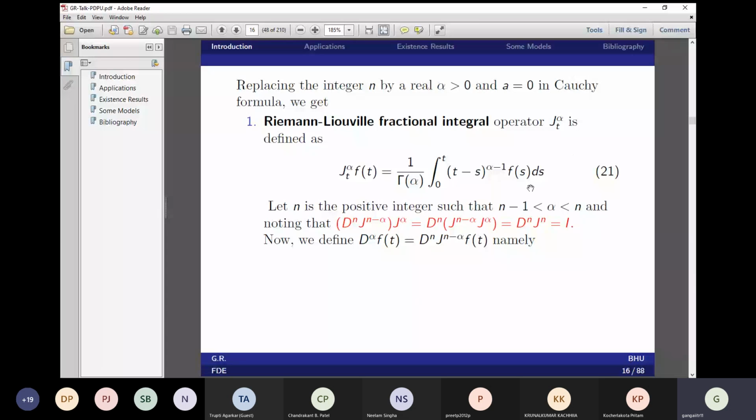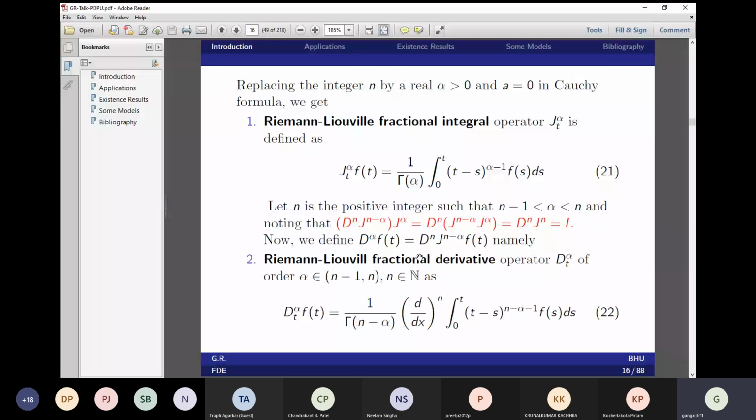Now let n be a positive integer such that n minus 1 is less than alpha, which is less than n. By noting this basic result of classical calculus, we can define it this way: D to the power alpha f(t) is equal to D to the power n J to the power n minus alpha f(t). This is a particular derivative that will be called the Riemann-Liouville fractional derivative.